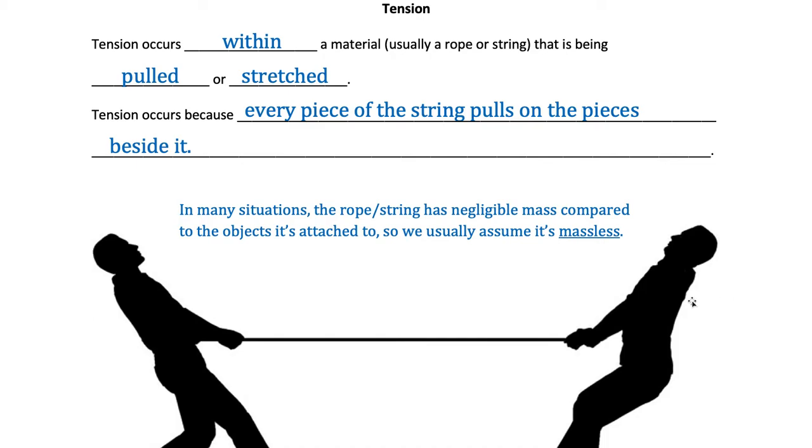But what we find is that in many situations, the rope or the string has negligible mass, meaning it's so small we can neglect it, if we compare it to the objects it's attached to. This is why we can usually assume it's massless. So yes, this rope will have a little bit of mass, but compared to the mass of this guy and this guy, that mass is going to be so tiny that we can pretty much ignore it.